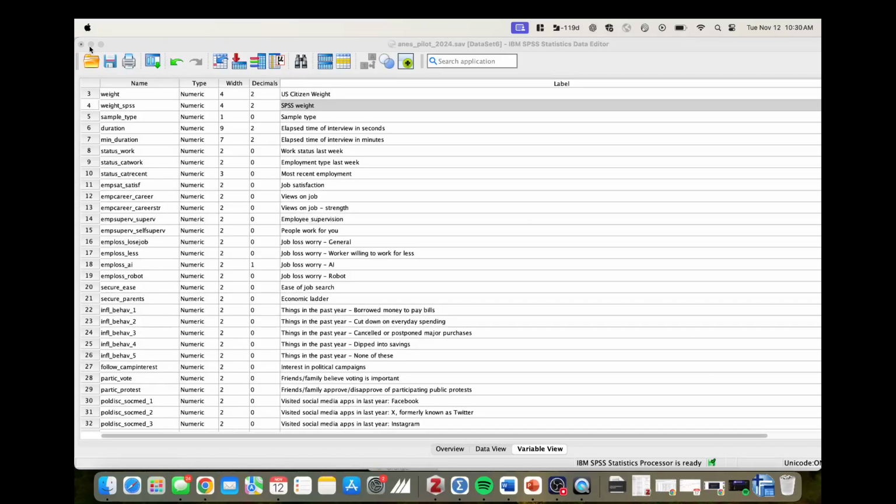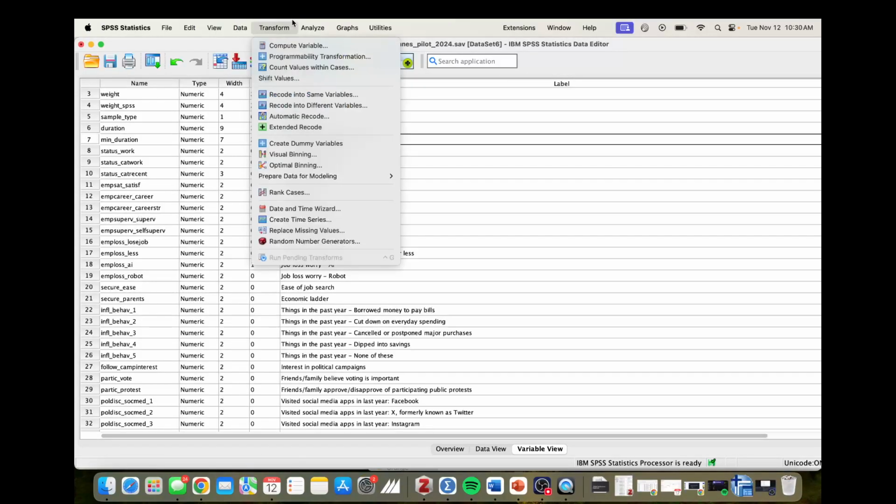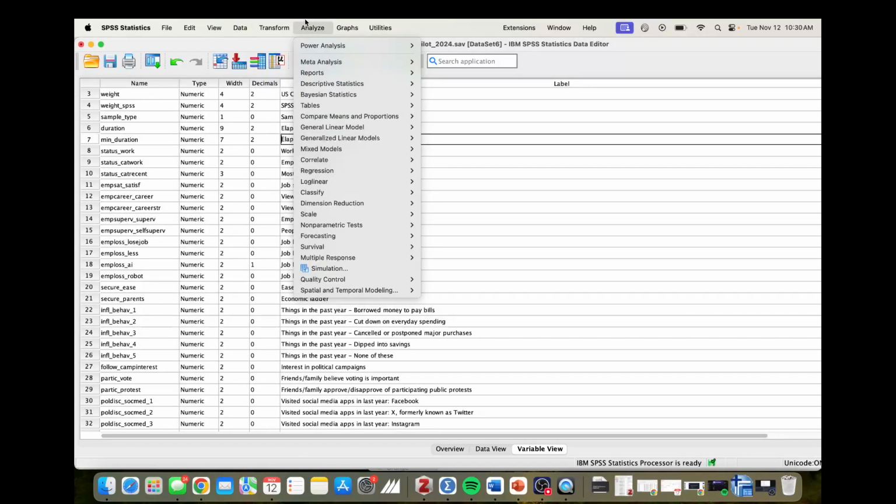Okay, we're going to go ahead and run through how to do crosstabs with a chi-square test using the American National Election Studies 2024 pilot. So, as always, it's going to be important to make sure that the variables that you're using are coded correctly, you're aware of how they're coded, and all missing values are accounted for. So that is the case with these variables that I want to use.